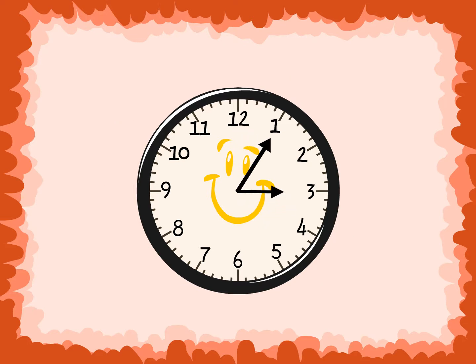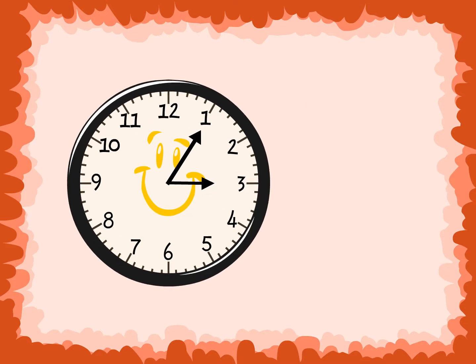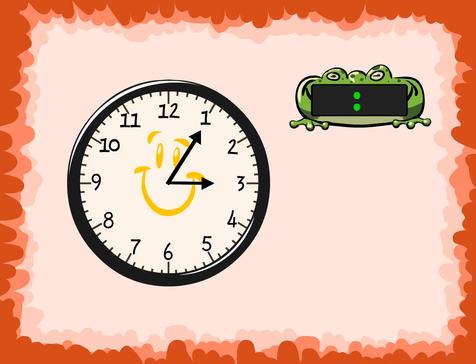This is an analog clock. Look at the shorter hand, the hour hand. It's pointing to the 3. This tells us that the hour is 3. The longer hand, the minute hand, is pointing to the 1. This tells us that the minutes are 5. So we would read this clock as 3:05.